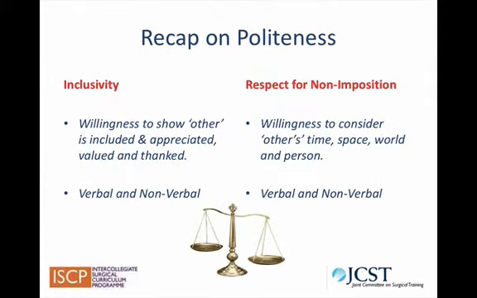Now, let's recap on what we've learnt so far. The two universal components of politeness are inclusivity and respect for non-imposition. They can be embedded in our verbal language as well as in our body language. They occur in every culture. Some cultures consider one more important for politeness than the other. For example, in the English culture, respect for non-imposition is considered more important for politeness than inclusivity. I wonder about your culture.